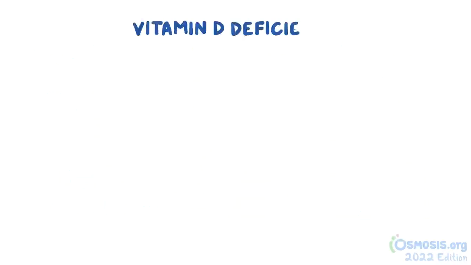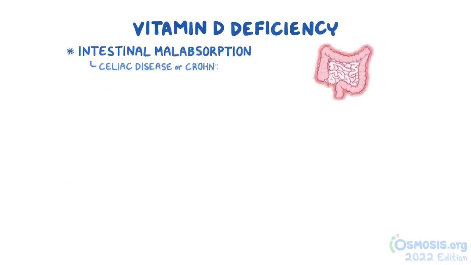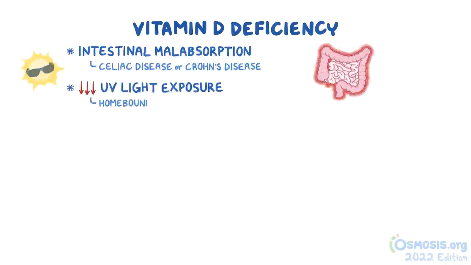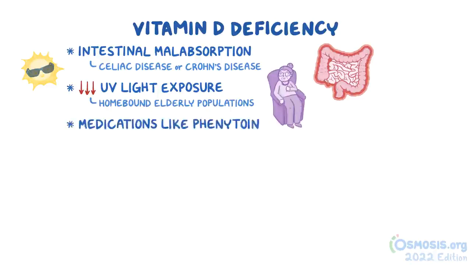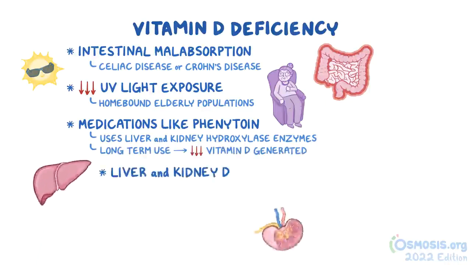Okay, now vitamin D deficiency is the most common cause of both rickets and osteomalacia. Causes of vitamin D deficiency include intestinal malabsorption, which can be seen with celiac disease or Crohn's disease, not enough UV light exposure, like in homebound elderly populations. Medications like phenytoin, an anticonvulsant, use liver and kidney hydroxylase enzymes for its own metabolism, so especially with long-term use, there's not enough vitamin D being generated. And finally, there's liver and kidney disease.